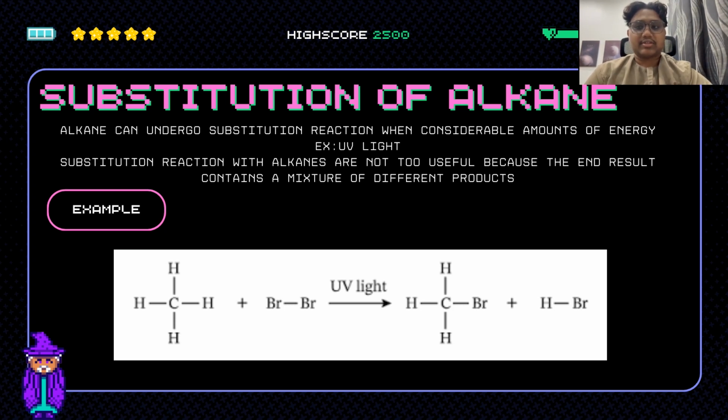We cannot react it just like that, thus we need to have a catalyst such as UV light to enhance it to be a substitution reaction. So when we add UV light, the end product will be 1-bromomethane plus excess of HBr.